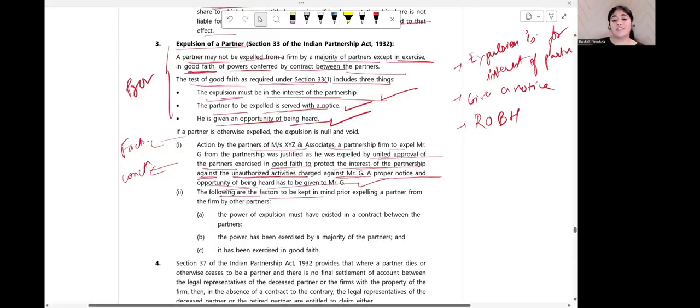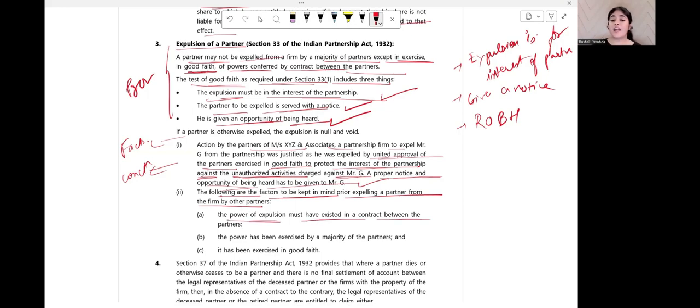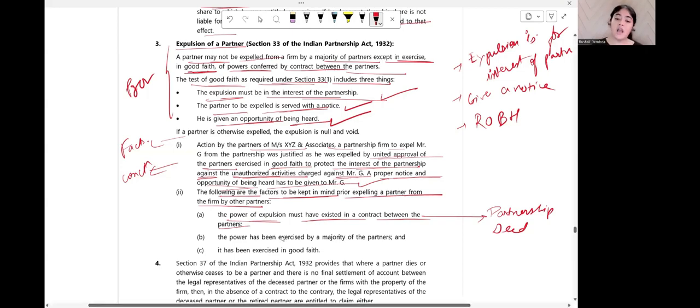The following factors are to be kept in mind prior to expelling a partner from the partnership firm by other partners. What will other partners see? Power of expulsion must have existed in a contract between the partners. I told you for expulsion, it is required that it is mentioned in your partnership deed. We learned in the essentials or provisions of the partnership deed what all things should be included. So other partners should have the power to remove the partner who has defaulted, who is to be expelled. The power has to be exercised by a majority of partners.